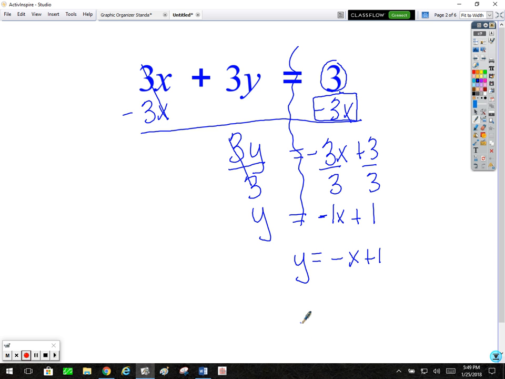So now we can graph this if we needed to, and if we identify the parts, remember the y-intercept would be plus 1, and my slope would be 1 over 1, and it's negative. So remember, we would rise 1, run left 1. All you're doing is just rearranging. You're not solving for an actual number, you're just rearranging. Okay, let's try another one.